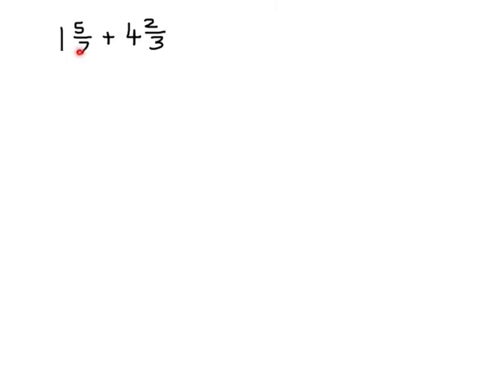So 1 times 7, 7 plus 5 gives me 12, so I've got 12 sevenths over here, and then 4 times 3 is 12 plus 2 gives me 14 thirds over here.